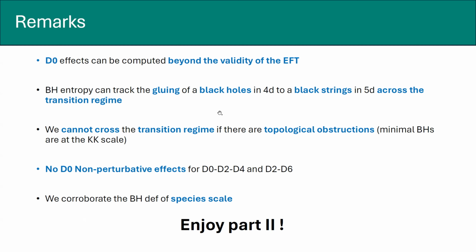And let me just emphasize the fourth point of this list. We show, because it will be fundamental for the second part, that in these two cases, the D0, D2, D4, and D2, D6, there are no non-perturbative D0 effects, even if the way in which these effects are absent is different, because in the D0, D2, D4, there are poles, but they're not seen, and in the D2, D6, instead, there are no poles at all.